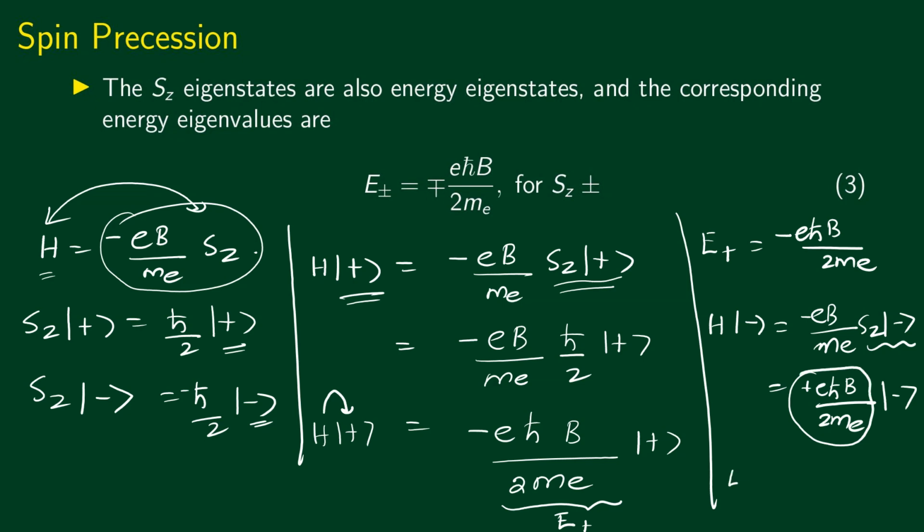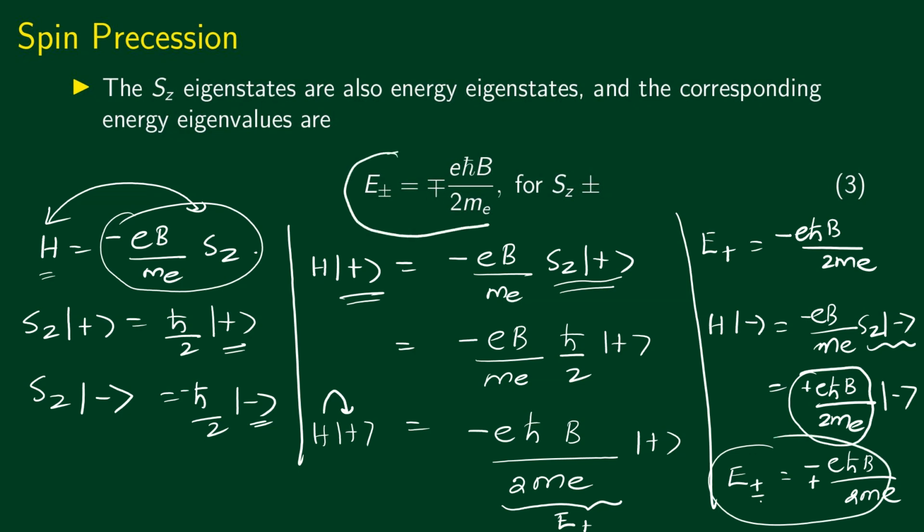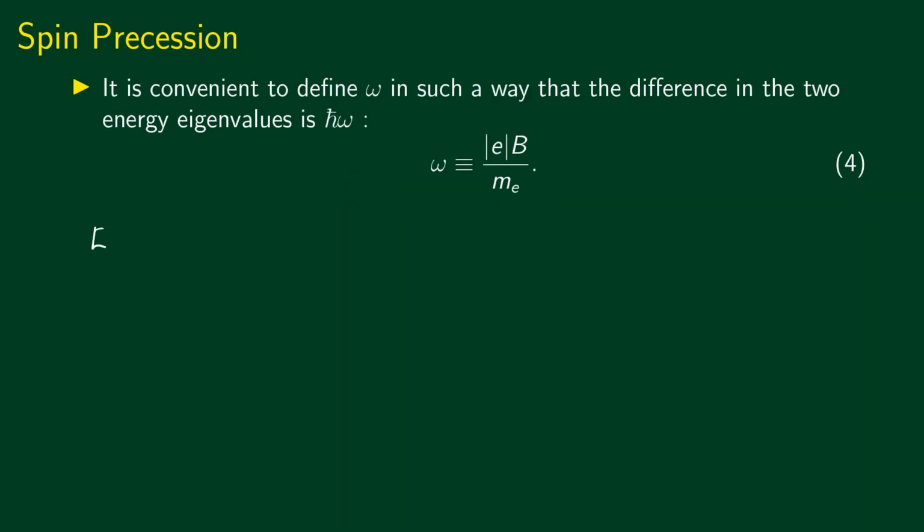So we see that this is the second energy eigenvalue. We'll denote this as E plus minus. E plus is minus E h bar B divided by 2 ME, and E minus is plus E h bar B divided by 2 ME. So compactly we'll write the two eigenvalues as E plus minus is equal to minus plus minus or plus E h bar B divided by 2 ME. We have the energy eigenvalues. E plus is equal to minus E h bar B divided by 2 ME, and E minus is equal to E h bar B divided by 2 ME.